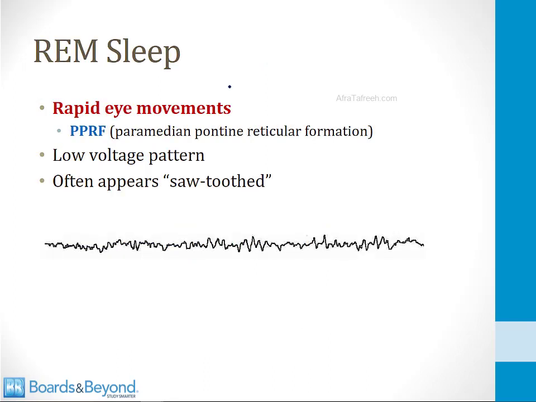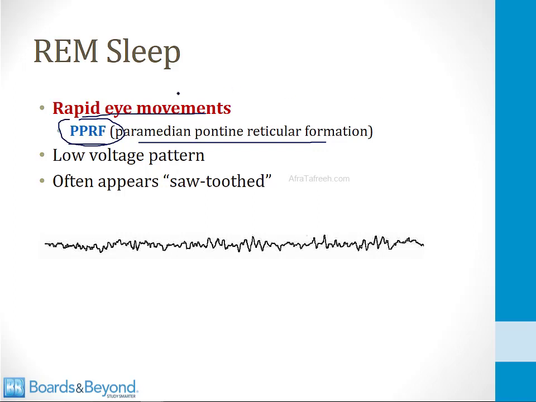And then finally, you enter REM sleep. REM stands for rapid eye movements, and it gets its name because during this phase of sleep, your eyes bounce back and forth. The part of the brain that coordinates this is the PPRF. This is the paramedian pontine reticular formation. And in the neurology section, in some of the eye movement disorder videos, I talk about how this portion of the brain helps you coordinate movements so that when you look left, both eyes go to the left, or when you look right, both eyes go to the right. So if you know that, it's easy to remember that the PPRF is also the section of the brain that coordinates the back and forth rapid eye movements.